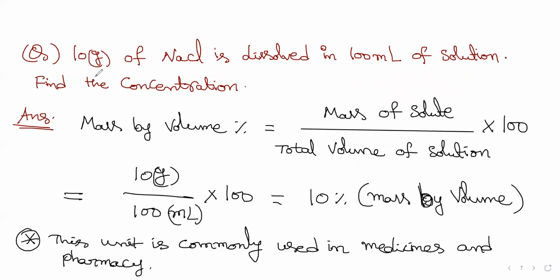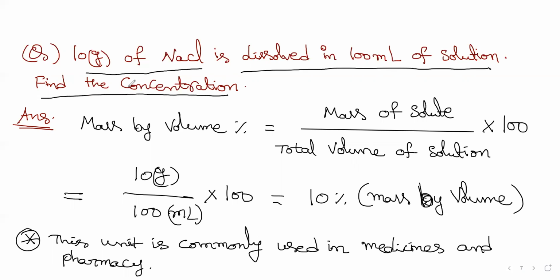So we have a question. 10 grams of sodium chloride, NaCl, is dissolved in 100 ml of solution. Find the concentration. They asked for the concentration in mass to volume percent. Mass by volume percent is the mass of the solute divided by the total volume of the solution multiplied by 100. So it's 10 grams dissolved in 100 ml. So it is 10% mass by volume. This unit is commonly used in medicines and pharmacy. This is the idea behind it.